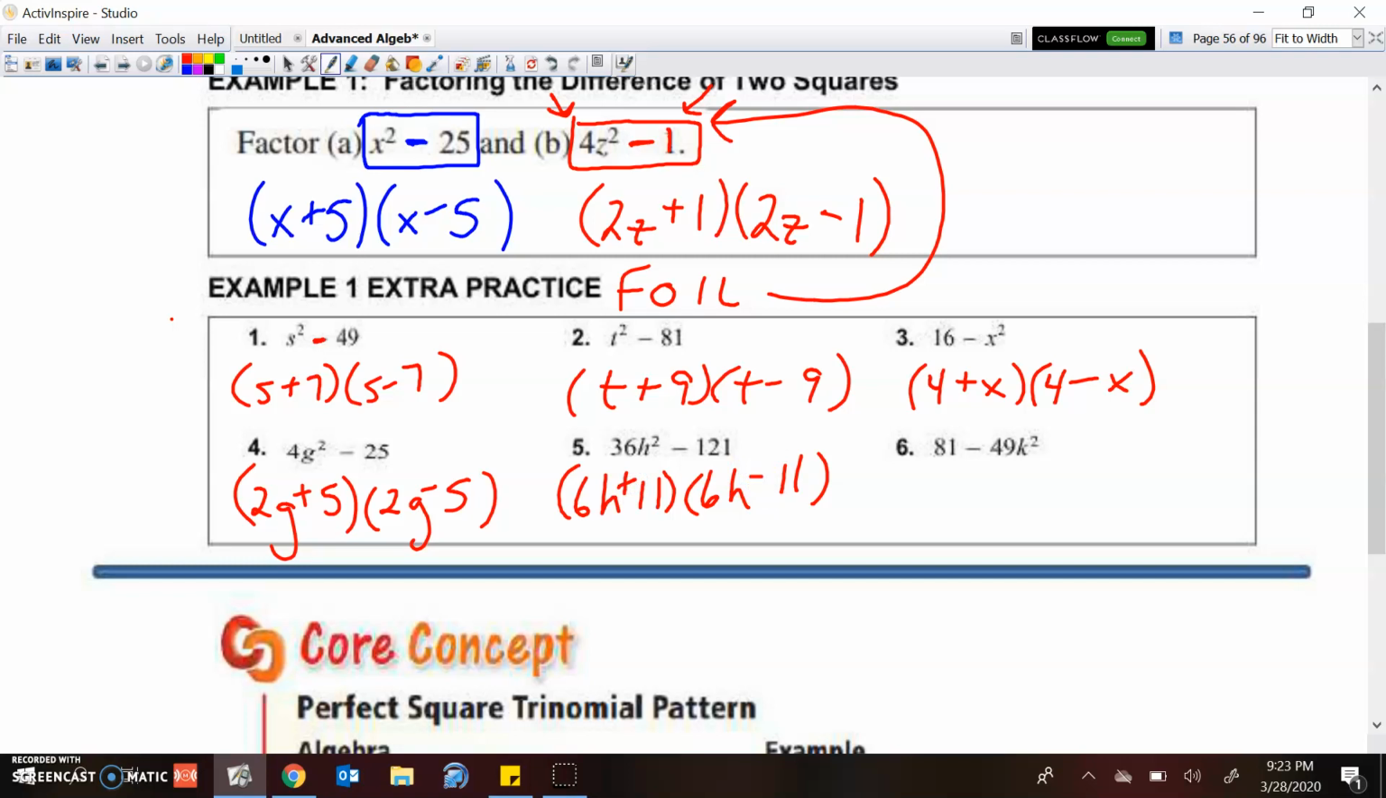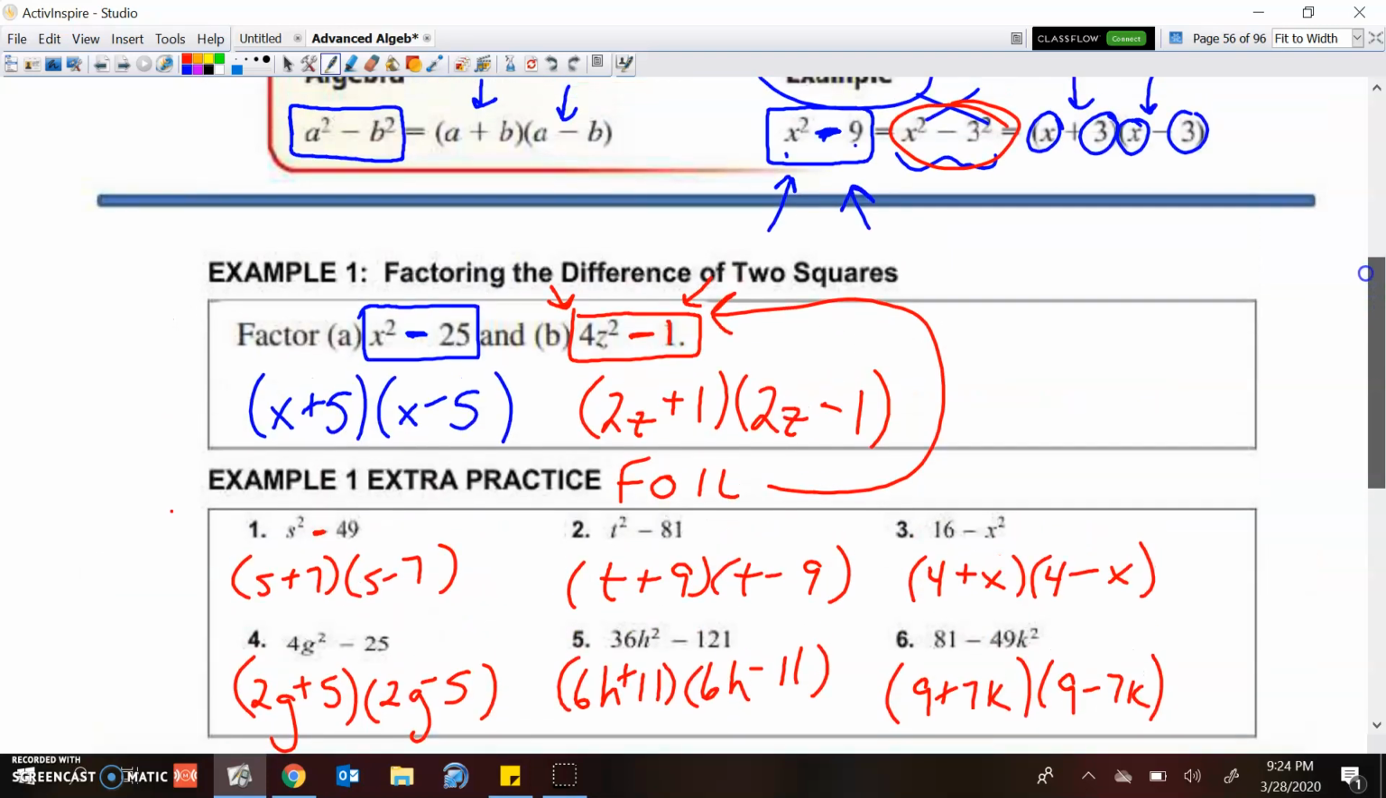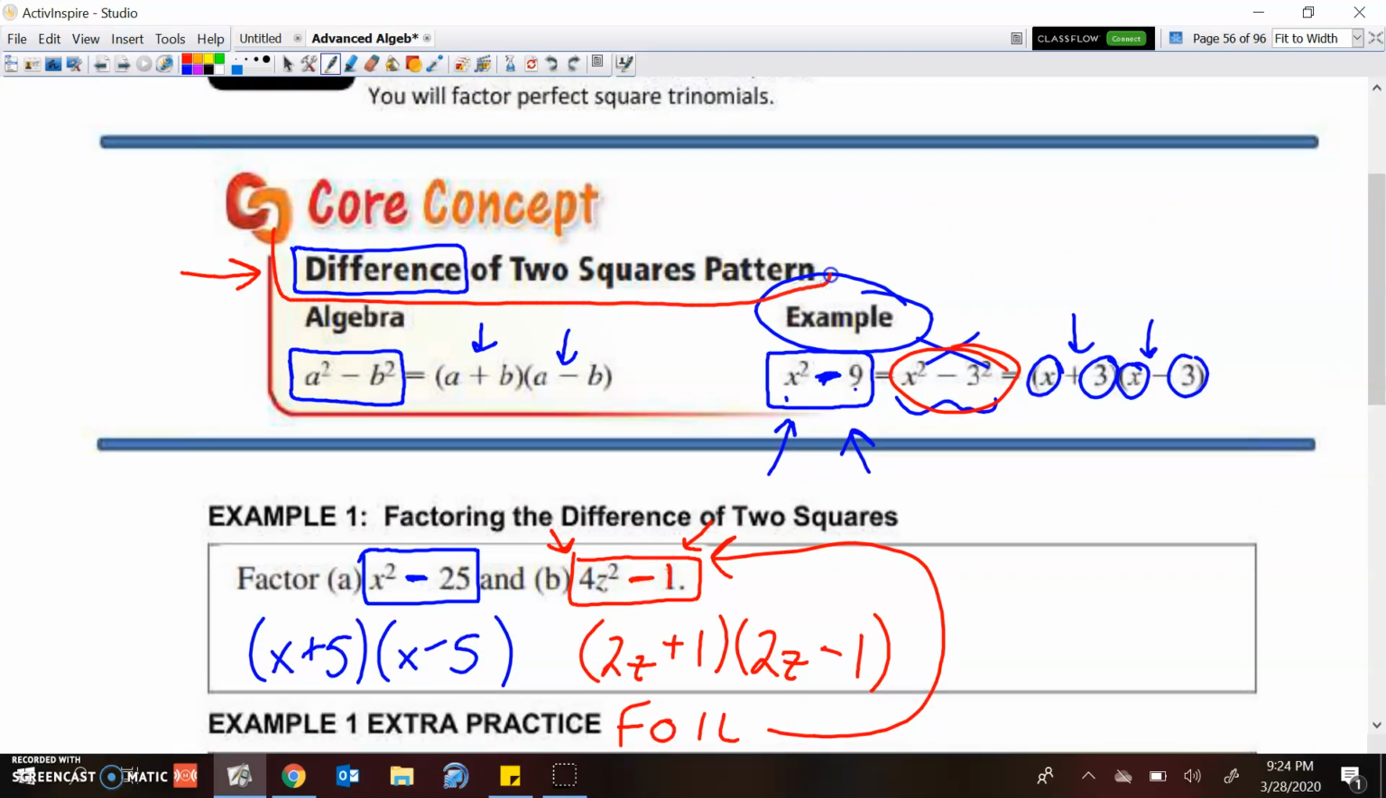If you put the minus first and the plus second, as we've seen before, that's perfectly fine. All right, the last one, 9 and 9, 7k, 7k, plus, minus. Okay, so that's called the difference of two squares pattern.